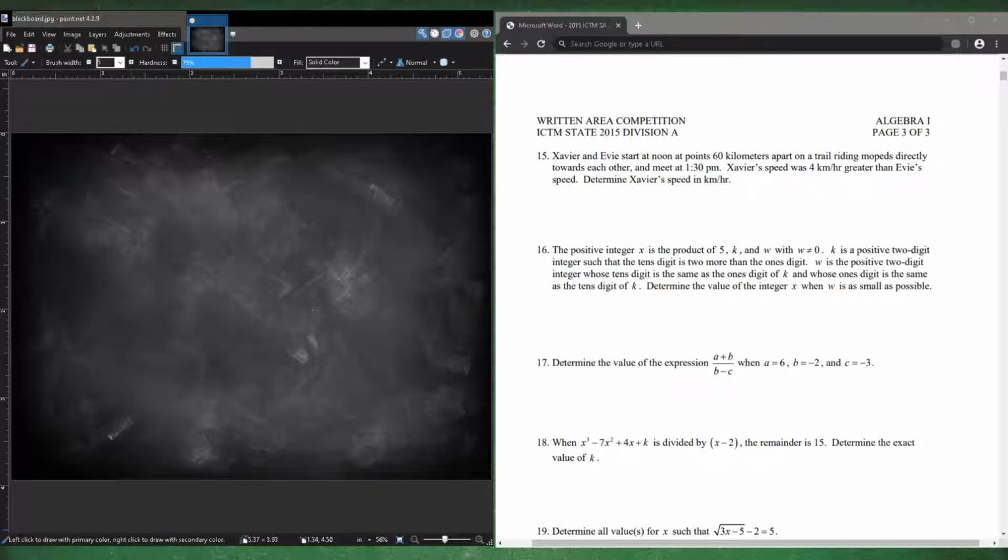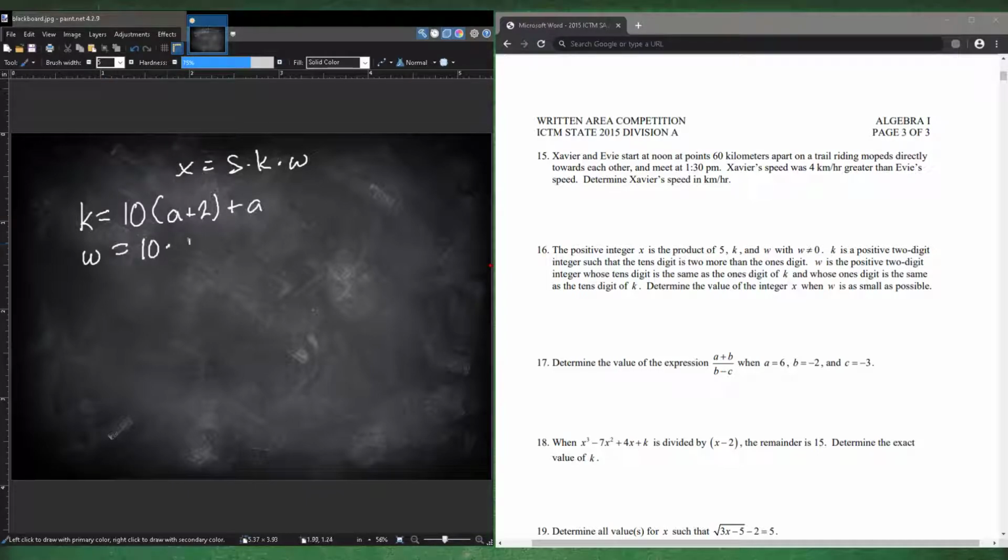Number 16. The positive integer x is the product of 5, k, and w. k is a two-digit integer such that the tens digit is 2 more than the ones digit. So its tens digit is 2 more than its units digit: a plus 2, then a. If your units digit is a, then its tens digit is a plus 2. Now we do the same thing for w. w is a two-digit integer whose tens digit is the same as the units digit of k, and whose units digit is the same as the tens digit of k. So they just switched each other around.